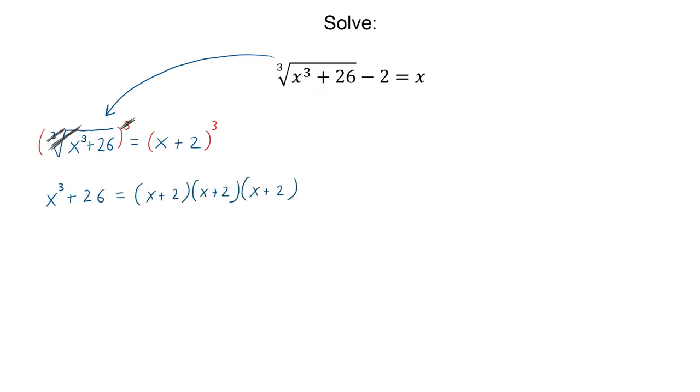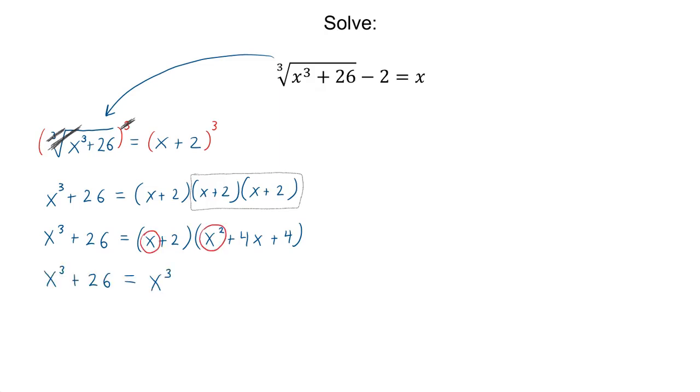So that's equivalent to x plus 2 times x plus 2 times x plus 2, which means we need to FOIL x plus 2 times x plus 2, and then take that result and multiply it by x plus 2 again. So on the right side, we'll have x plus 2 times the product x plus 2 times x plus 2. When we FOIL x plus 2 times x plus 2, we get x squared plus 4x plus 4. Now we need to multiply x plus 2 times x squared plus 4x plus 4.